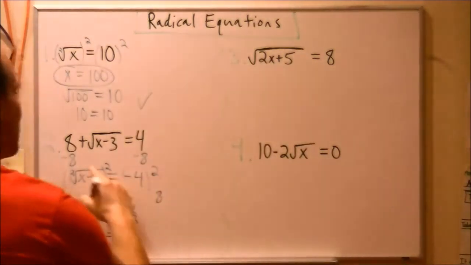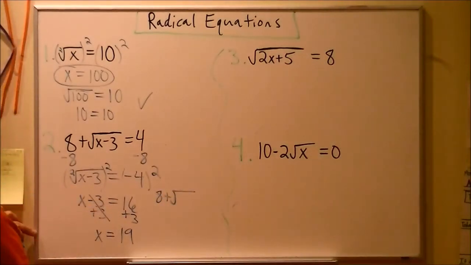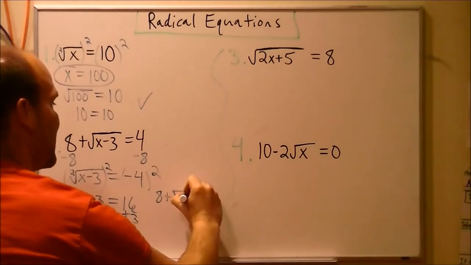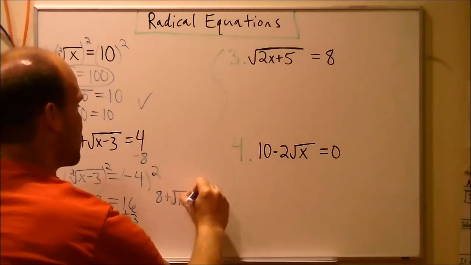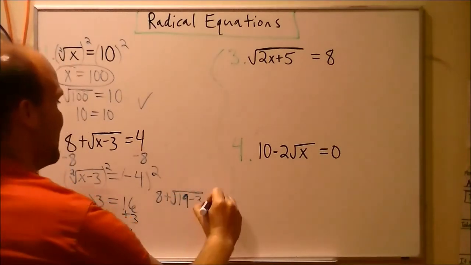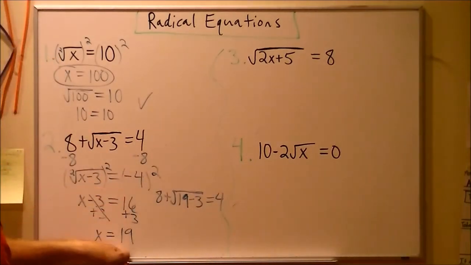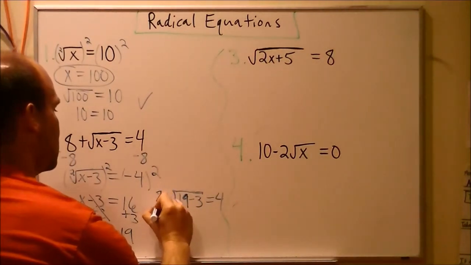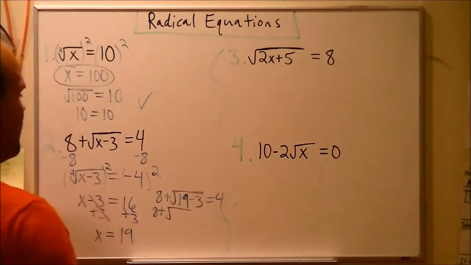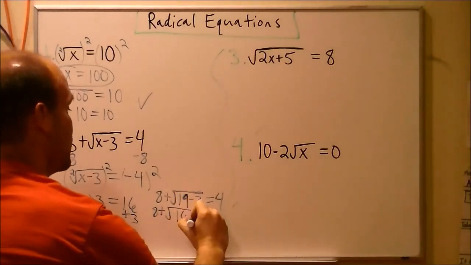Okay, so I have 8, that's my original equation, plus the square root of, what I find x to be, 19, so I put 19 in for my x, minus 3, still under the square root symbol, and then equals 4. That's my original equation. The only difference is what I found x to be, I plugged that in for x. So I have 8 plus the square root of, what is 19 minus 3? Obviously, 19 minus 3 is 16. That's a pretty simple one.